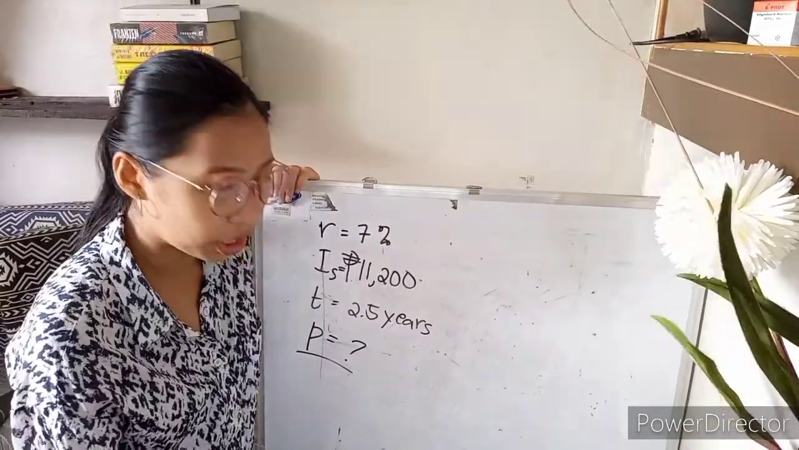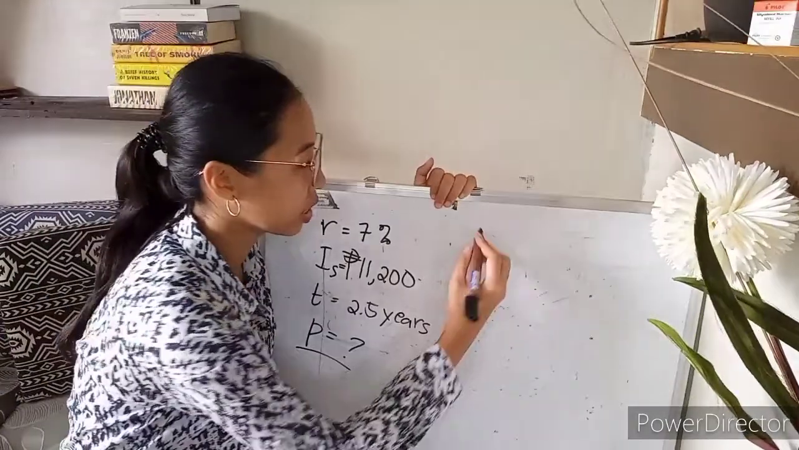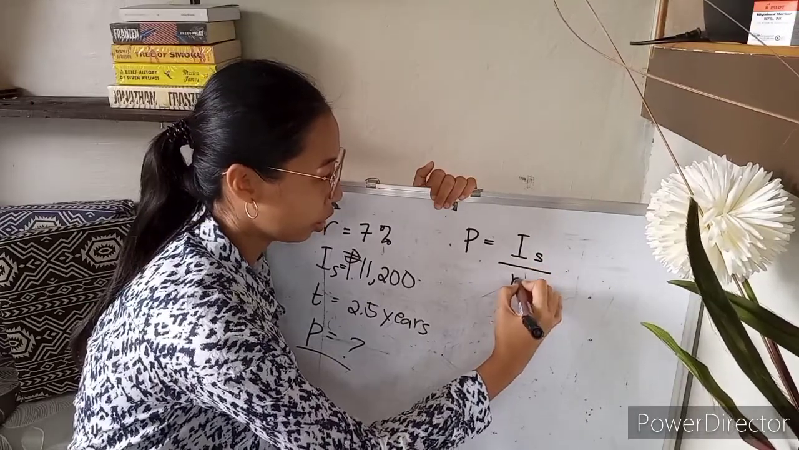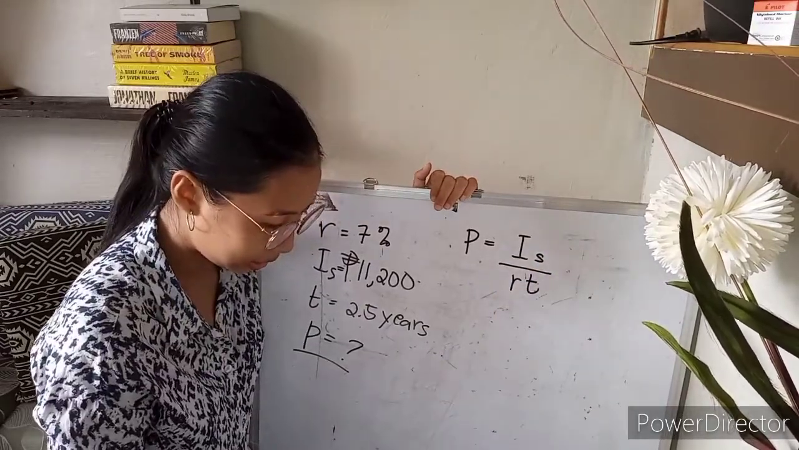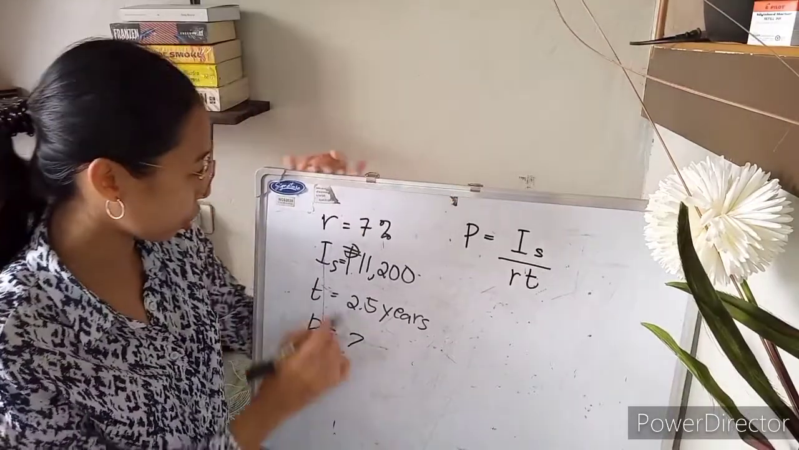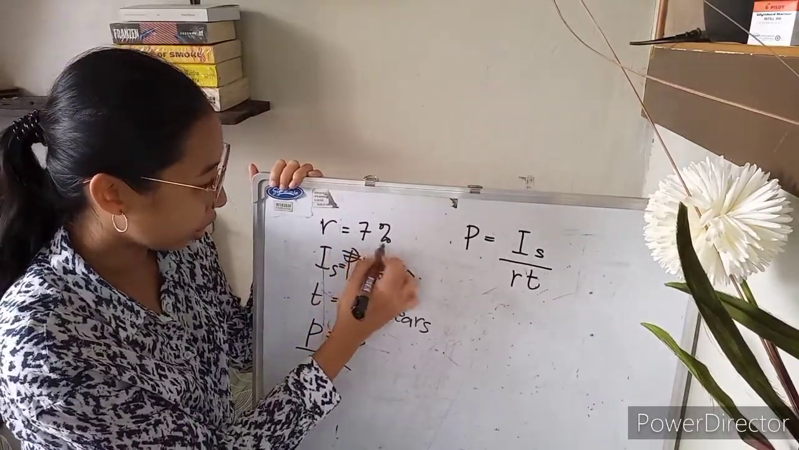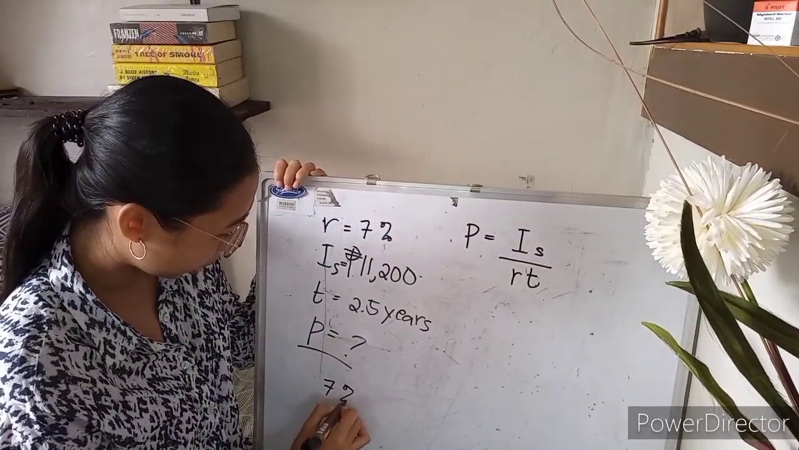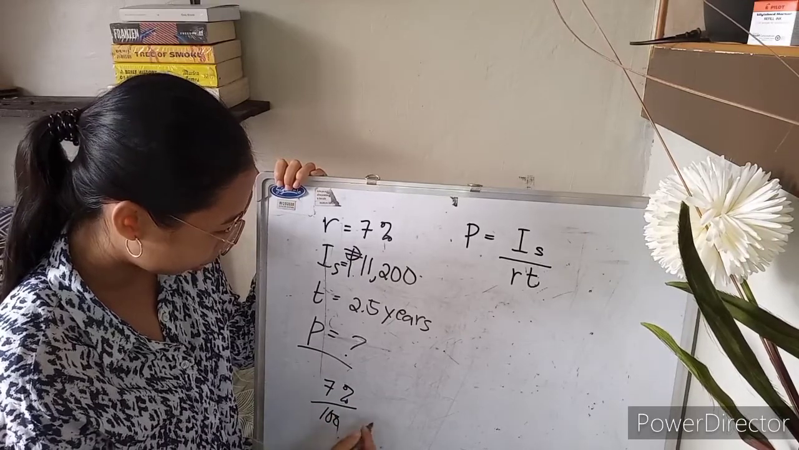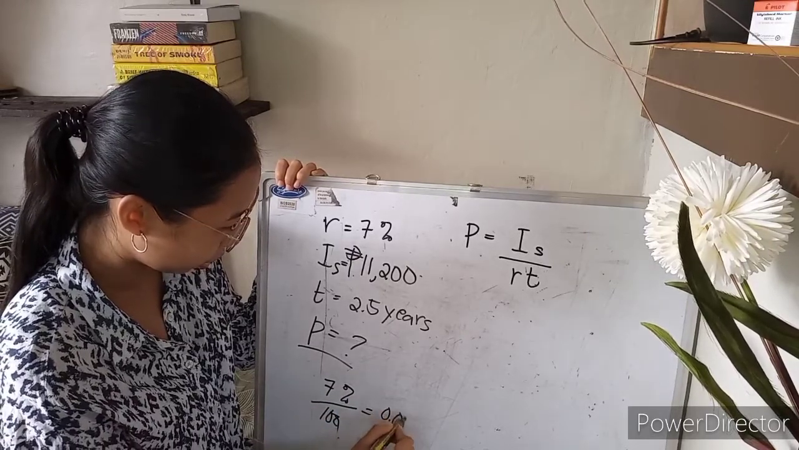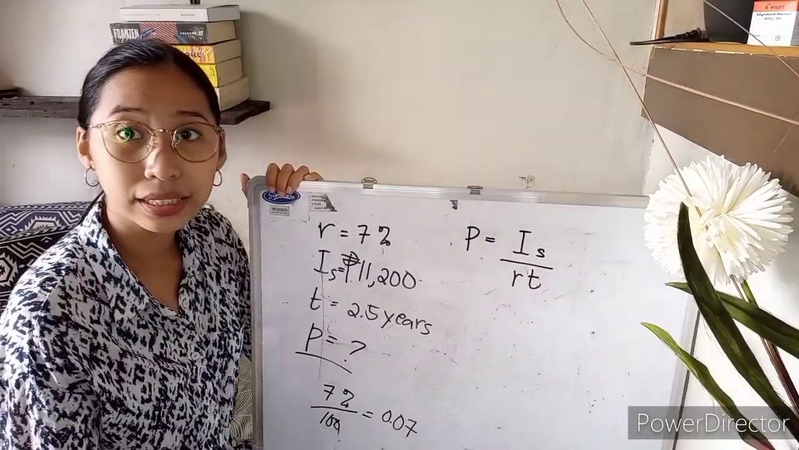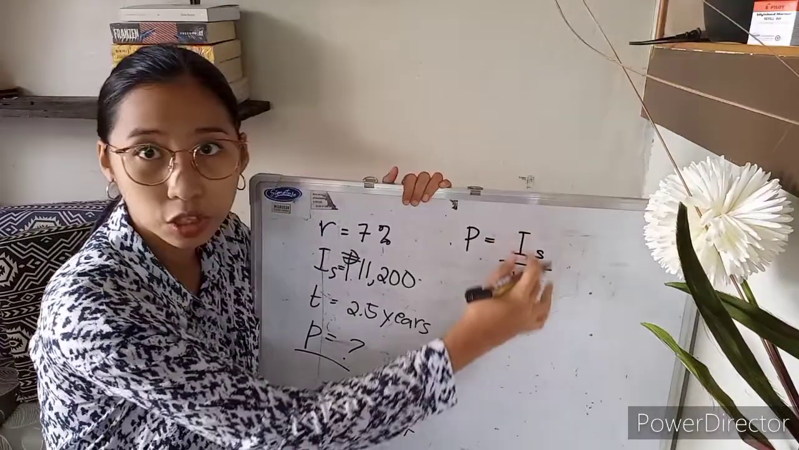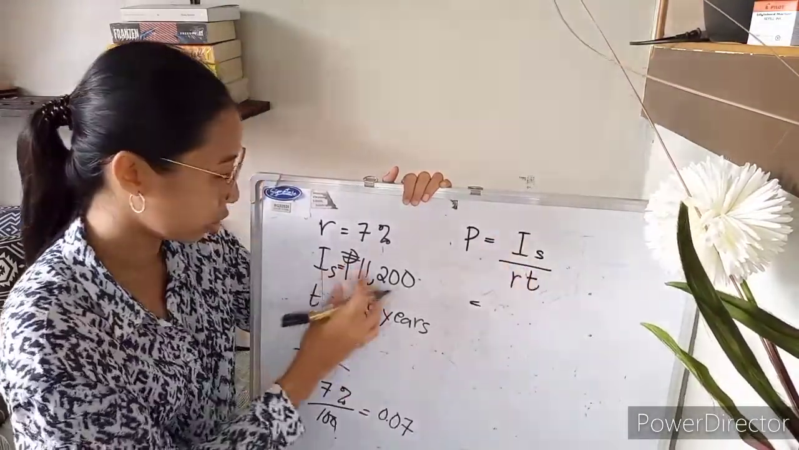Okay? Using the formulas, the one we will choose is P is equal to I S over R times your T. So before that, let's convert first your 7% to its decimal form. So 7% divided by 100, this is going to be 0.07. So this is the R that we will use now. So, let's proceed by substituting. We substitute the letters with these numbers.